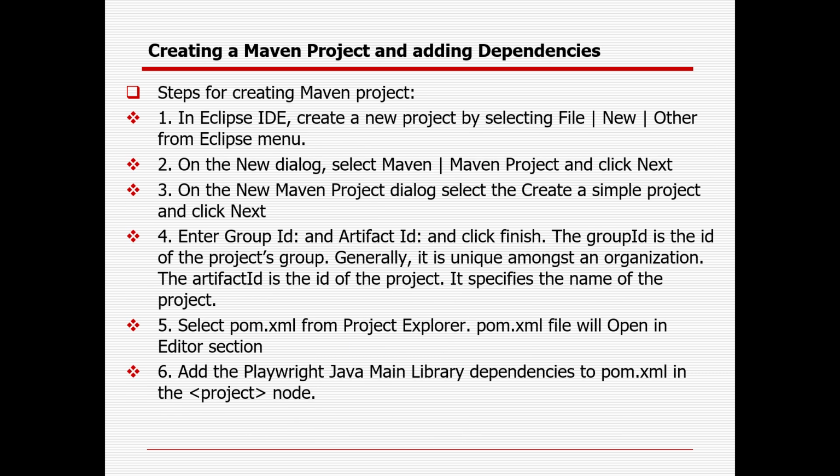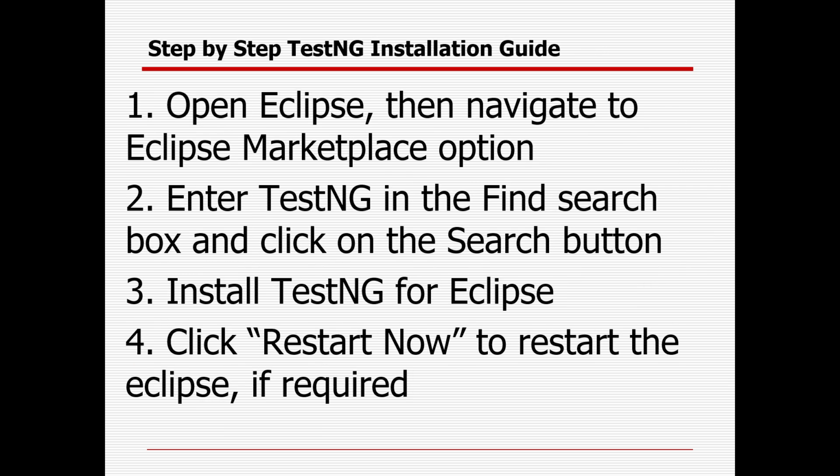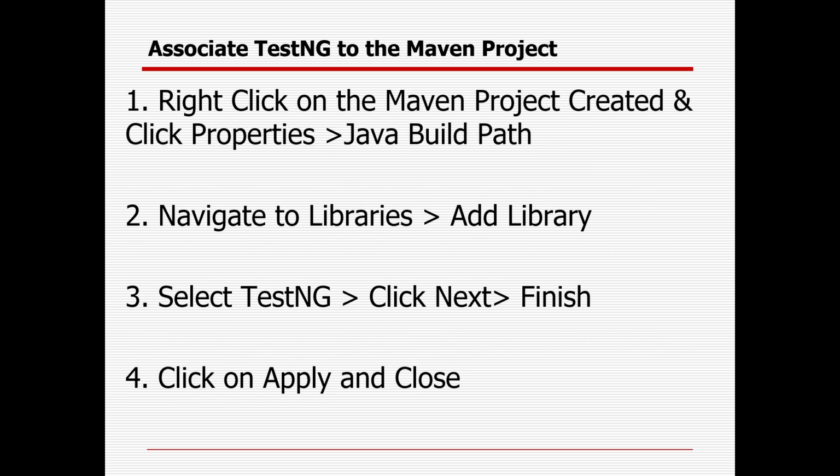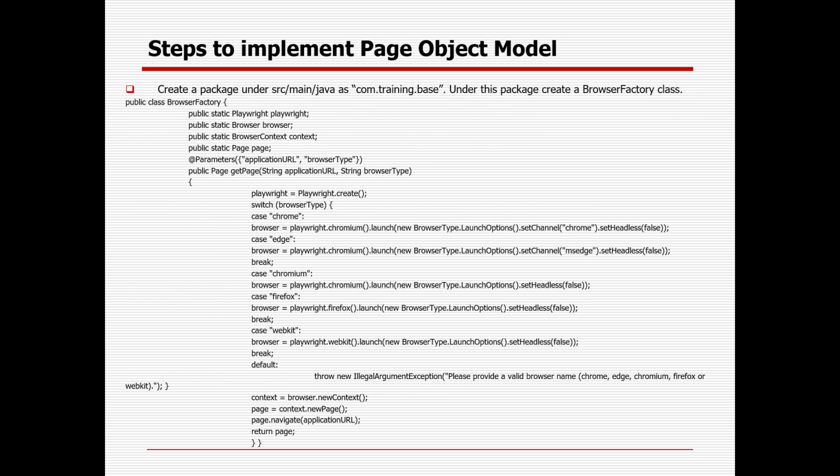After that, you need to create a Maven project, where you give the relevant group ID and artifact ID. Then go to the pom.xml file and add the Playwright Java main library dependency, with the latest version or any version you like. Automatically, all the relevant Playwright Java jar files and packages will be available to your project. Once TestNG is available in Eclipse, you can associate it by adding the library at the project level.